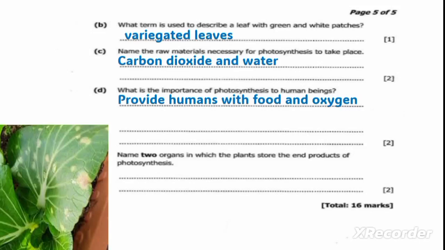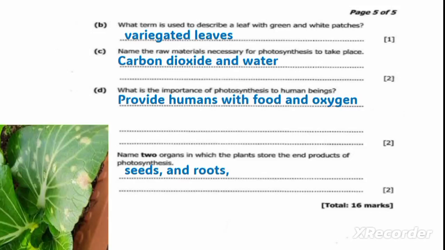Question 3E, the question reads: name 2 organs in which the plants store the end products of photosynthesis. So the end products of photosynthesis are stored in seeds and roots. As we can see, we have answered this question, and this question is carrying 16 marks. This question is coming from practical paper, which is paper 3.